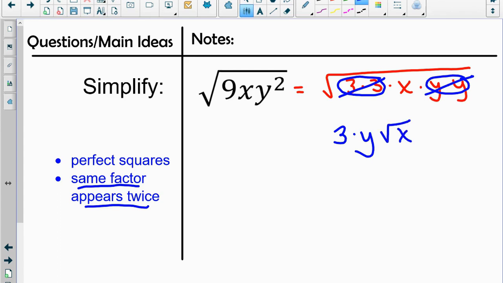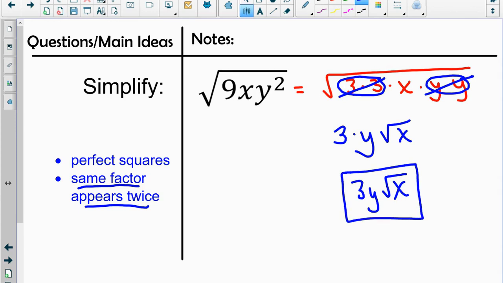So that stays underneath the square root symbol as the square root of x. The 3's simplified out because there were two 3's. The y's also simplified out because there were two y's. The square root of y squared is just y, and the square root of 9 was just 3. So my final answer here would be to put the 3 times y together, which is 3y, and the square root of x at the end.